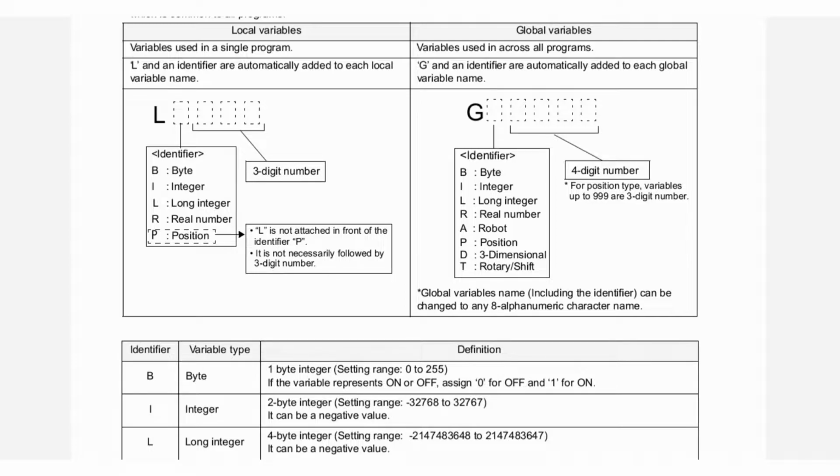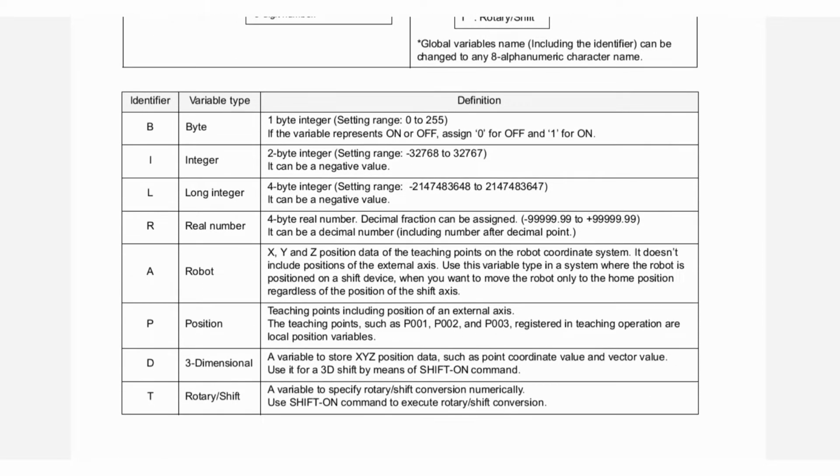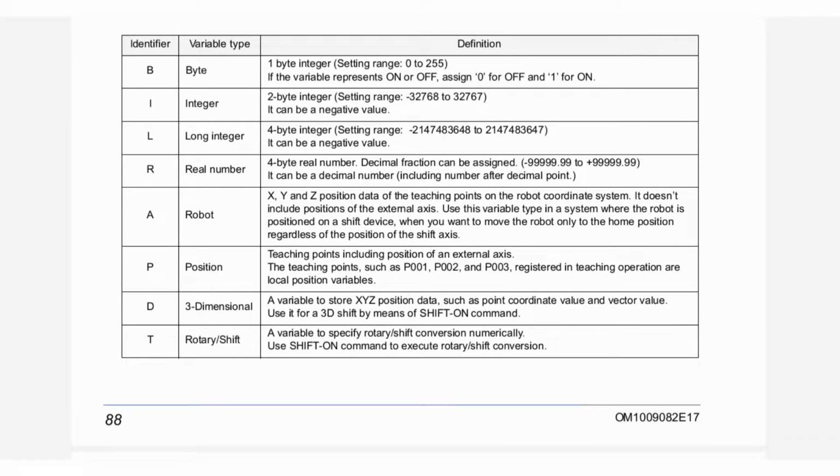Identifier B, byte. I, integer. L, long integer. R, real number. A, robot. P, position. D, 3-dimensional. T, rotary shift. Global variable names, including the identifier, can be changed to any 8 alphanumeric character name. The next table is the identifier variable type definition.